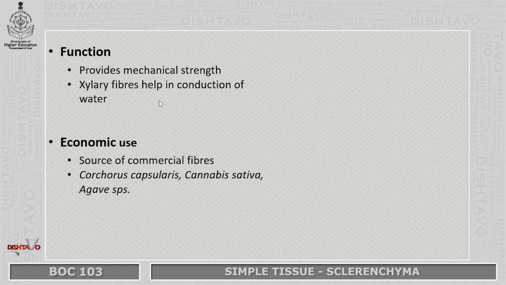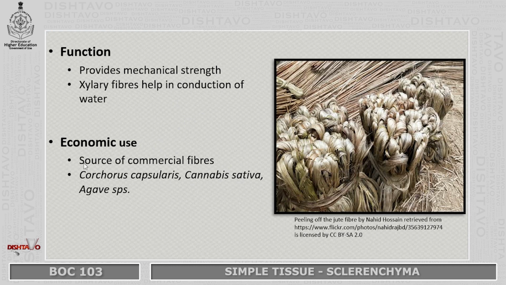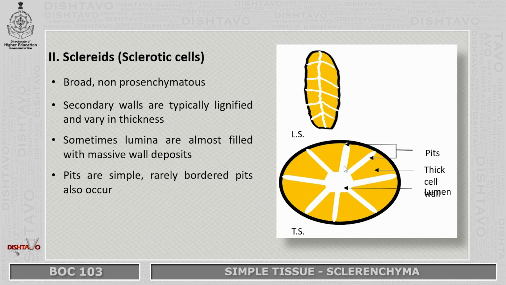Now the function of these fibers includes providing mechanical strength, and they also help in conduction of water. Economically, they are useful for production of commercial fibers. We have various plants, Corchorus capsularis, Cannabis sativa, and Agave species, which are highly used for the production of this commercial fiber. In this particular picture, you can see the raw fibers which are derived from the plants.